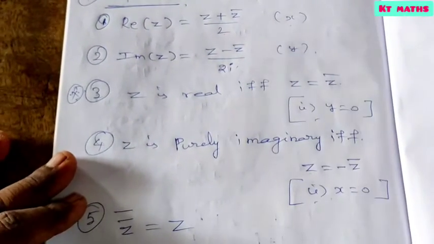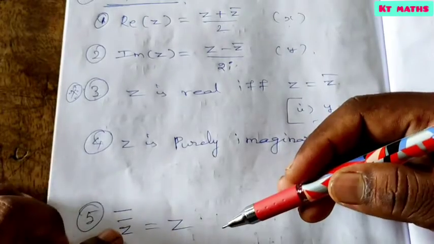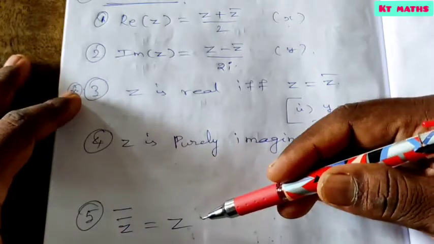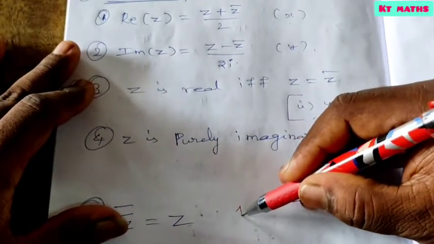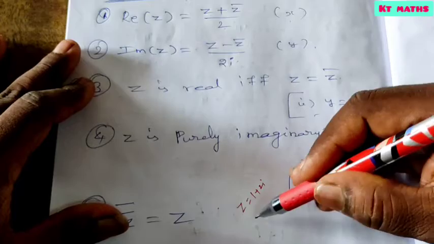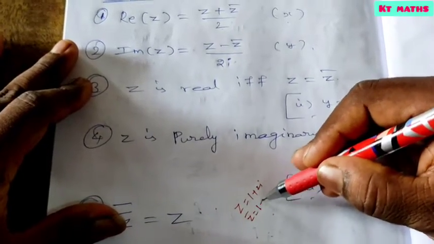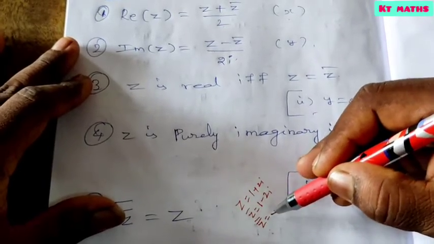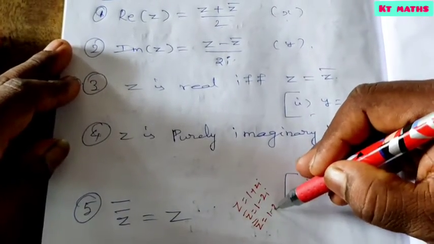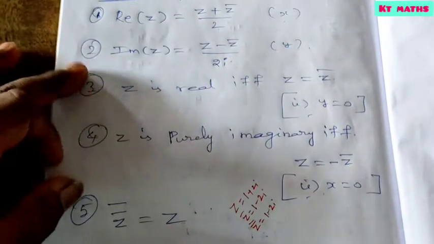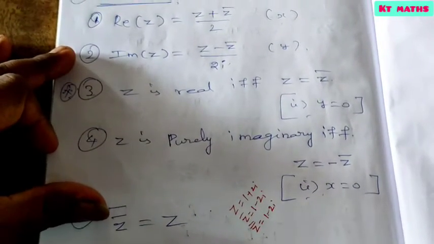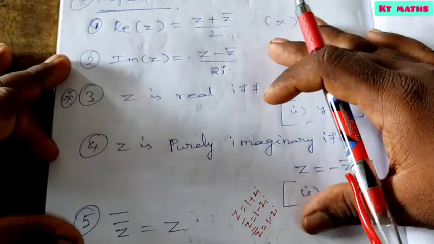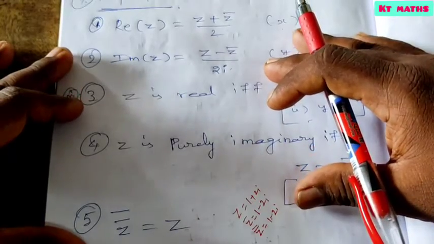And the fifth property is z bar the whole bar. So z bar double bar or z bar the whole bar, which is equal to z. For example, if z equal to 1 plus 2i, then z bar equal to 1 minus 2i. So we take another bar in z bar the whole bar, which is equal to 1 plus 2i. So these are the very important properties in conjugate of a complex number. So using these properties, now we are going to see some exercise problems.